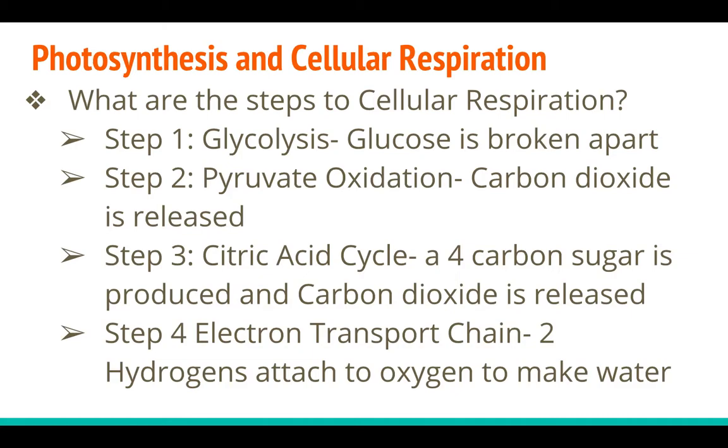There are 4 steps that you should be slightly familiar with for cellular respiration. Again, I am not going in depth to each of the steps. The first step is glycolysis, where glucose is broken apart. Step 2 is the pyruvate oxidation. Carbon dioxide is released. Step 3 is the citric acid cycle. A 4-carbon sugar is produced and carbon dioxide is released. And step 4 is the electron transport chain, where 2 hydrogens attach to oxygen to make water. Go ahead and pause if you need to, so you can finish the slide.